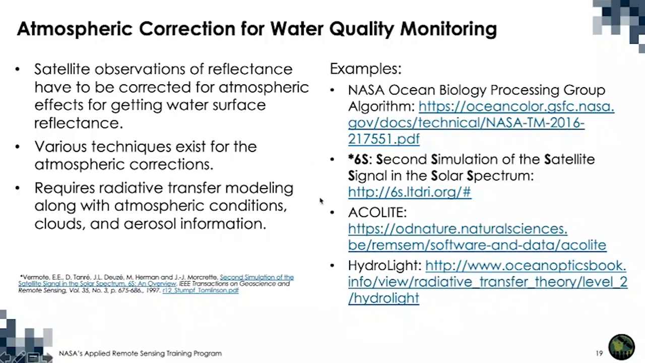So there are various atmospheric correction models. And this is also an area of research where people are constantly finding better ways to correct water leaving reflectances, so that when they reach the top of the atmosphere they are properly corrected for atmospheric contribution.